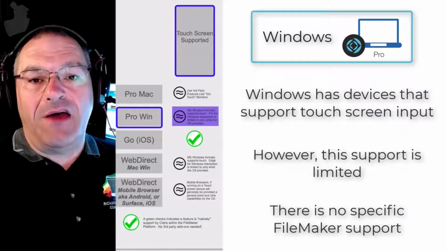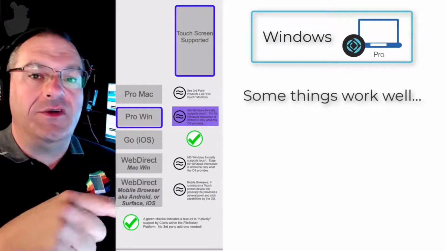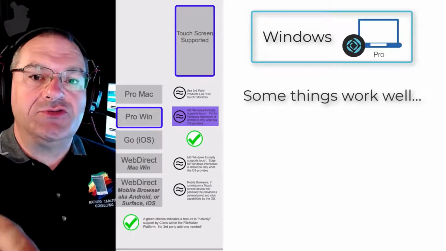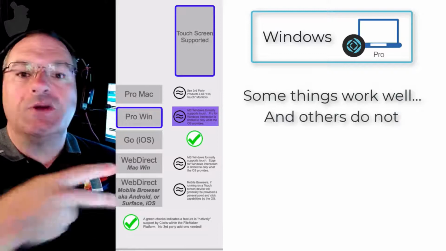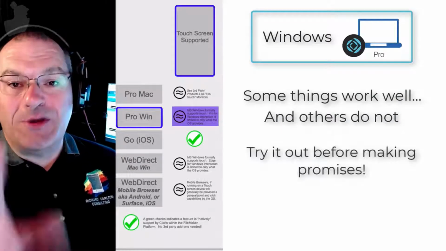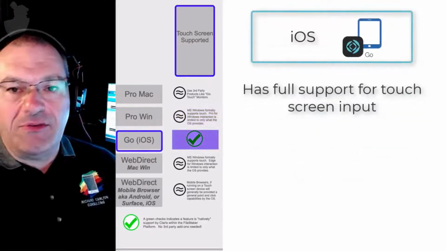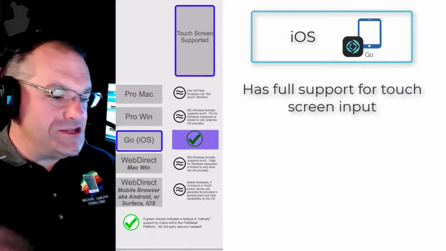And if you try out FileMaker Pro on a touchscreen, you'll find that some things work pretty great, like clicking into a field or hitting a button to activate a script. Swiping doesn't work so reliably. It's kind of sketchy. So once again, you need to try it out before you start promising it to your customers. Very important. Of course, the iOS operating system is based completely on these mobile devices, so there's full support there.